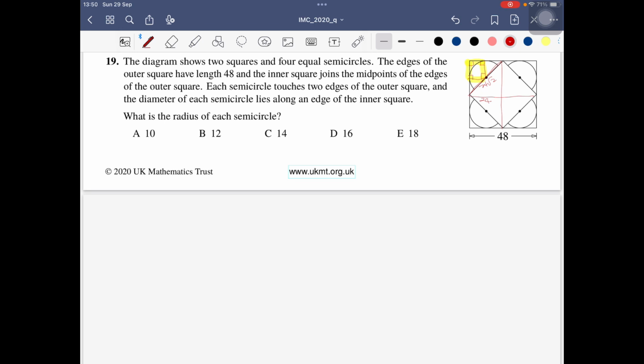So in this case, what we can do, let's say this is R, this R, and this R. Because this is like an isosceles right triangle again, 45 degrees. So this one, 24. Oh, so R, 12.